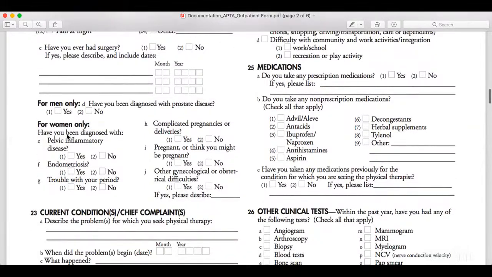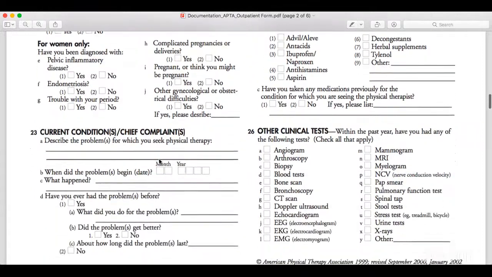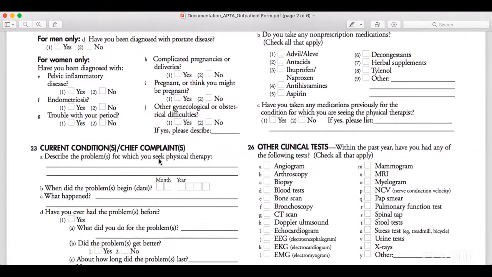So for women, always ask, have you been diagnosed with pelvic inflammatory disease, endometriosis, trouble with your period, and things like that. These are related to females. And for males, you ask about the prostate and things that are relevant to men. It is only when you have asked all these things. And that is why I said this template is different from the one that we use.